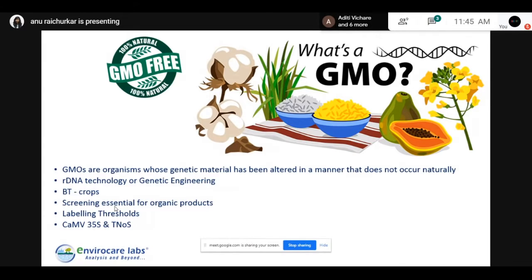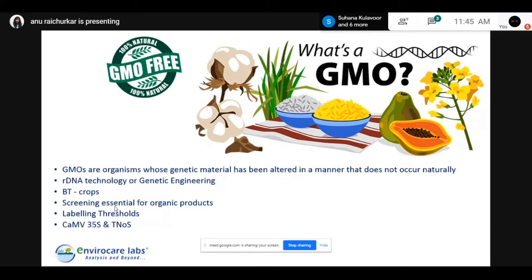That is why there is a concept which says that GMOs are good or bad. Like I mentioned, there is a long going debate about it, which is why we need to screen our products. Another reason why we need to screen GMOs is because various regulatory bodies all across the globe have set different labeling thresholds. For example, the EU has set a threshold of 0.9%.